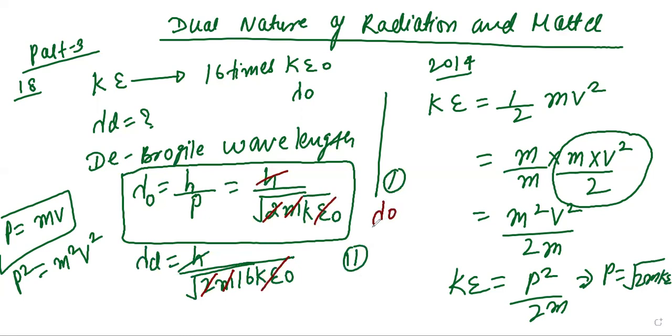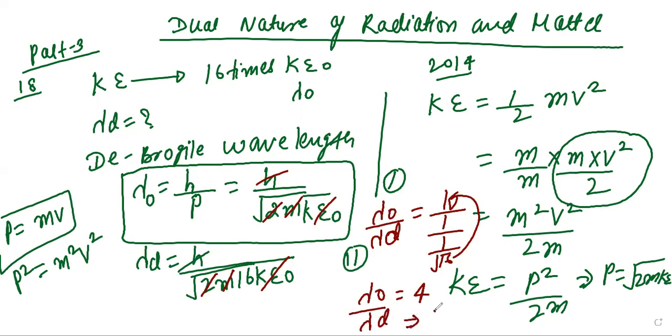So you got the relation lambda naught upon lambda d is equal to 1 divided by 1 upon under root of 16, so this will come in the numerator. Then under root of 16 will be 4. So lambda naught upon lambda d equals 4, and you have to find lambda d. So lambda d equals lambda naught upon 4. Understood this one? So this will be the relation between lambda d and lambda naught. This was asked in 2014.